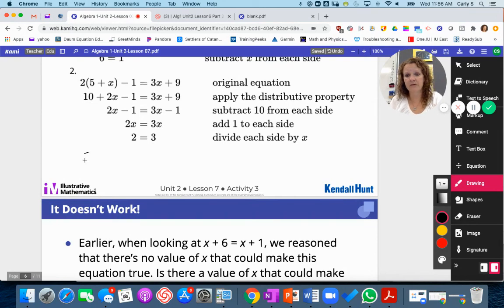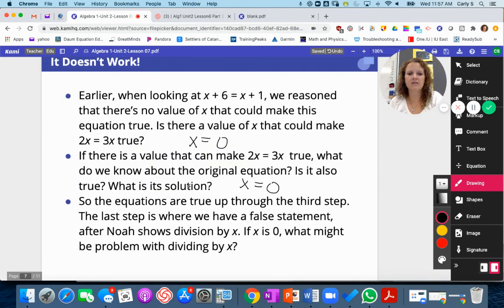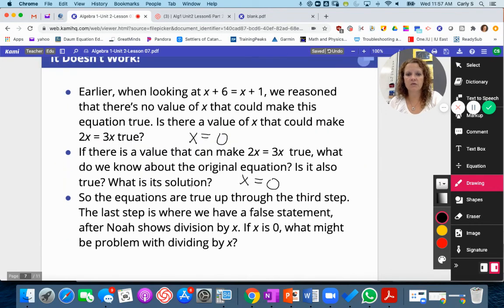Let's look at it. If I plug in 0 for x in the original equation, 2 times (5 plus 0) minus 1 equals 3 times 0 plus 9. Let's see. So here that equals 5. PEMDAS says I do what's in the parentheses first. PEMDAS also says I do this multiplication first. 10 minus 1 is 9. Okay, that cancels out, so it's equal to 9. It works. So the equations are true up through the third step. The last step is where we have a false statement, after Noah shows division by x.